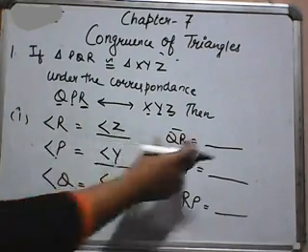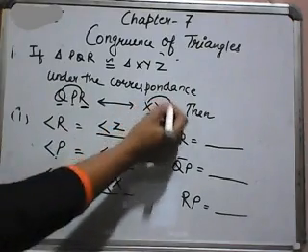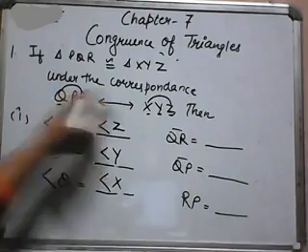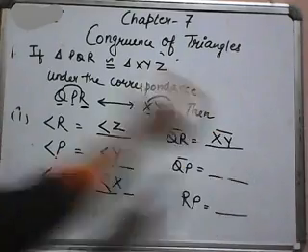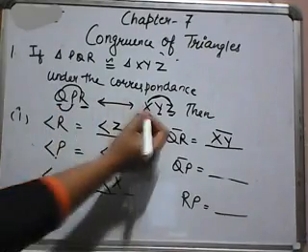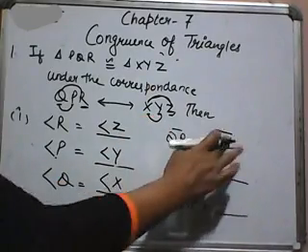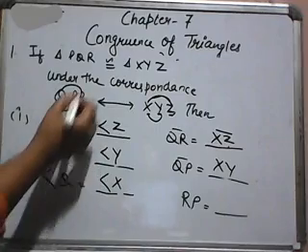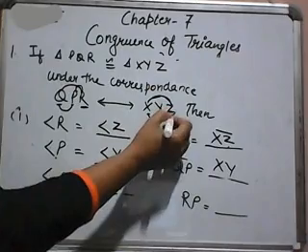Now sides. QR, first and third vertex. Here first and third vertex. First and third vertex forms a side. So QR corresponds to XZ. QP, first and second vertex. Same here, first and second vertex: XY. RP, third and second. Here third and second: ZY.